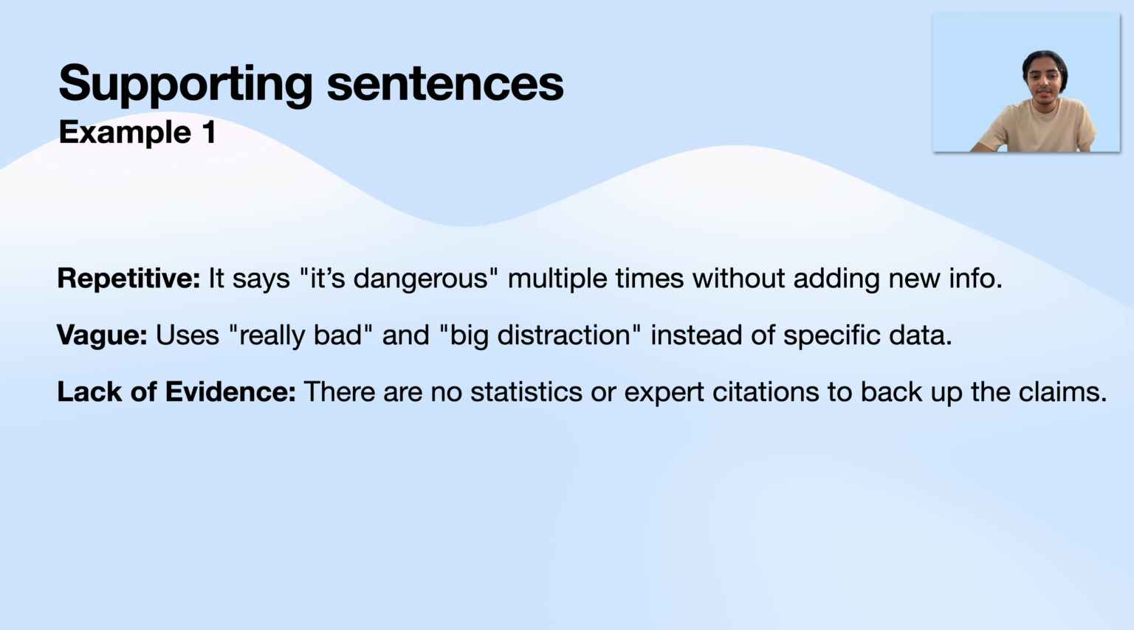Well, it's repetitive. It says it's dangerous multiple times without adding new information. It uses "really bad" or "big distractions" instead of specific data, and it lacks evidence. There are no statistics or expert citations to back up the claim. So, in an academic sense, it was weak. Even in a non-academic setting, the claim and the argument were very weak, in my opinion.